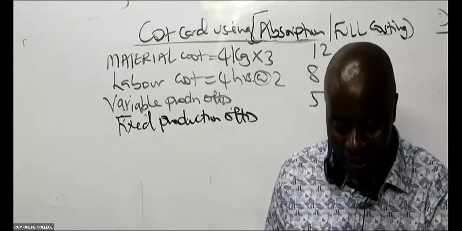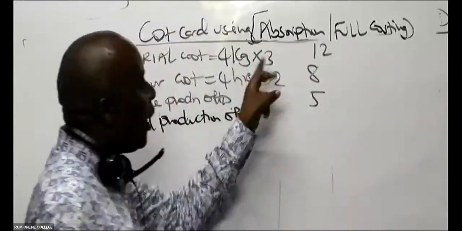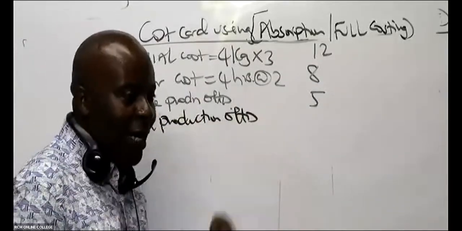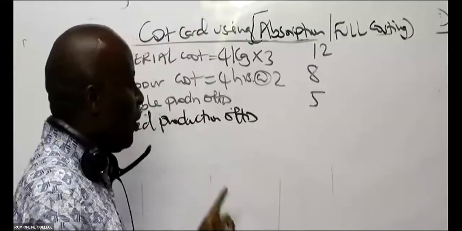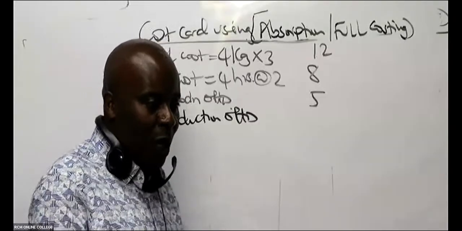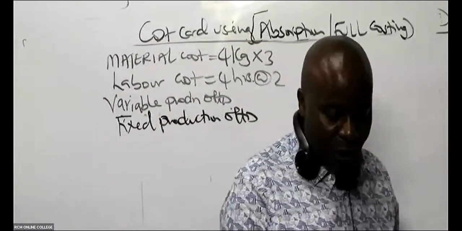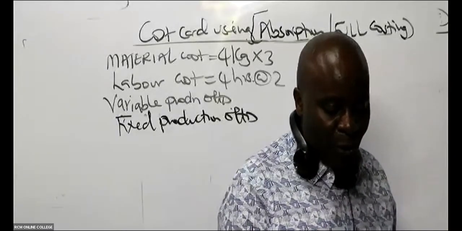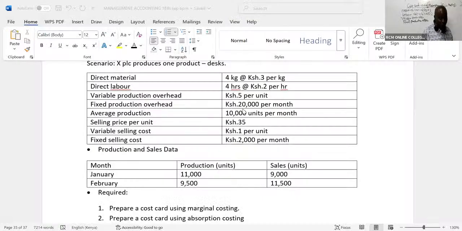You see, all these are on a per unit basis. Even variable, we said variable production overhead per unit. So even this fixed production overhead must be for 1 unit, isn't it? The 20,000 is for a whole month. And within that month, you expect to produce how many units? So you can see fixed production overhead is Kenya shillings 20,000 per month, isn't it? And in that month, the average production per month is 10,000.